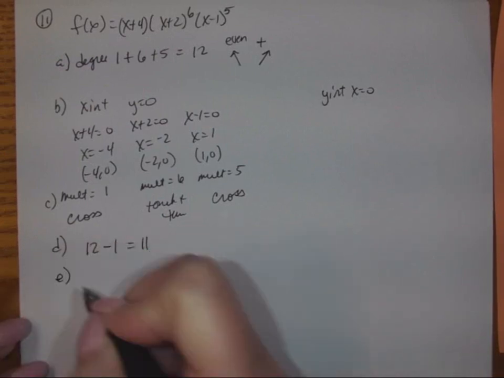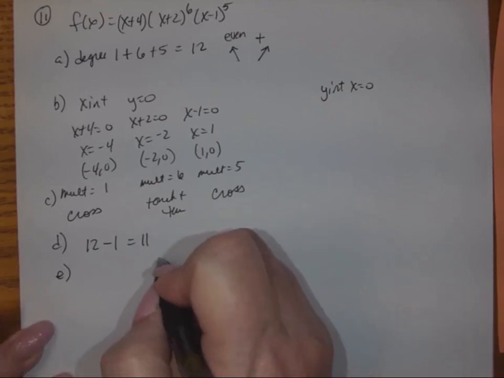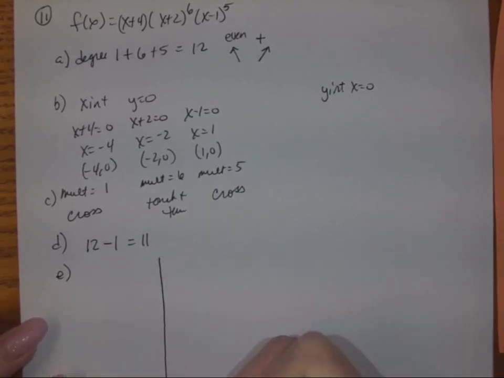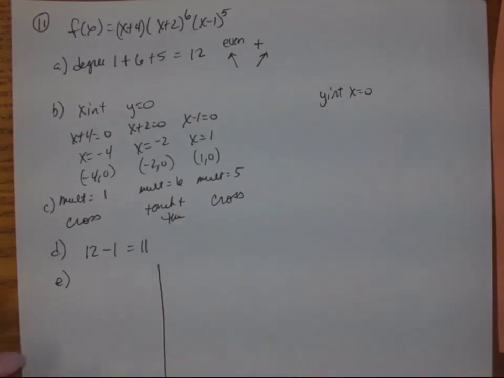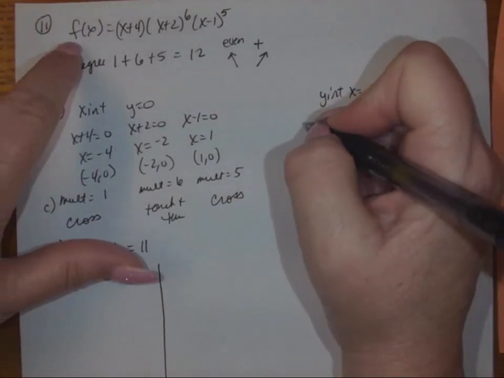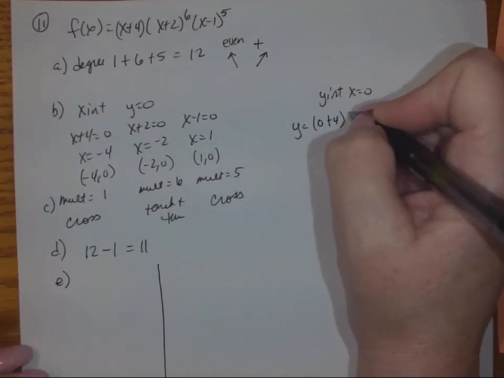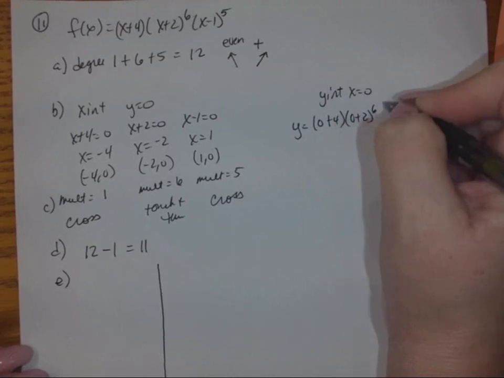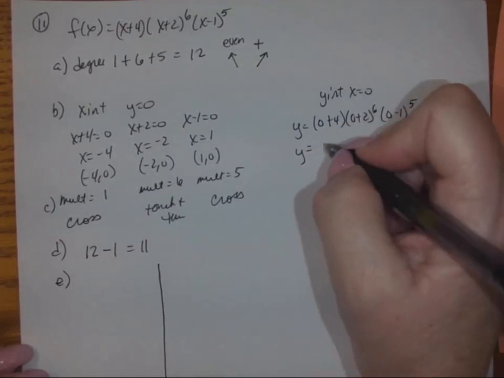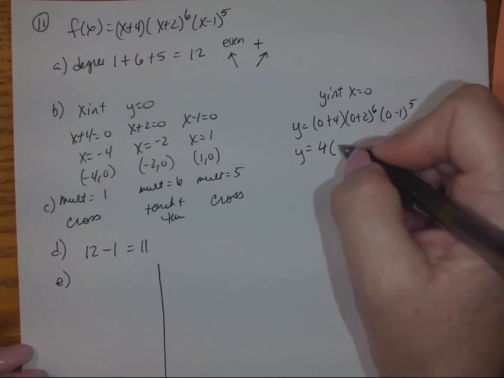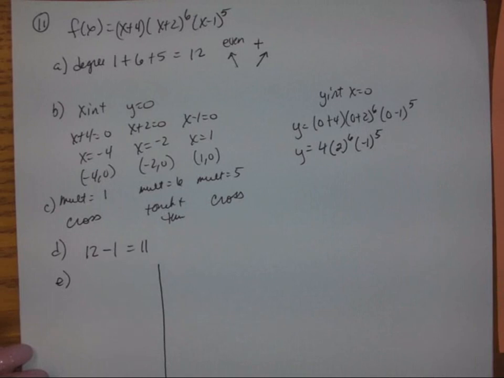And for part E, we're going to graph it. We're going to do a graph here, just using what we know. We don't need a whole lot. Oh, we didn't find the y-intercept. All right, I wrote it down and then I didn't go find it. So we need y is equal to (0 plus 4) times (0 plus 2) to the 6th times (0 minus 1) to the 5th. So y is equal to 4 times 2 to the 6th times negative 1 to the 5th.